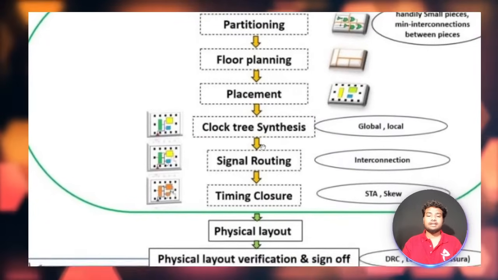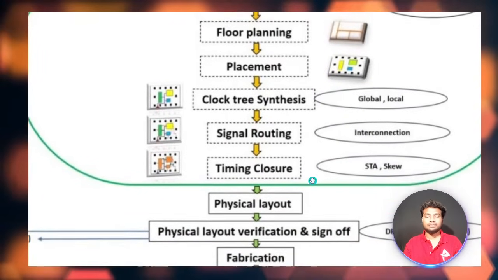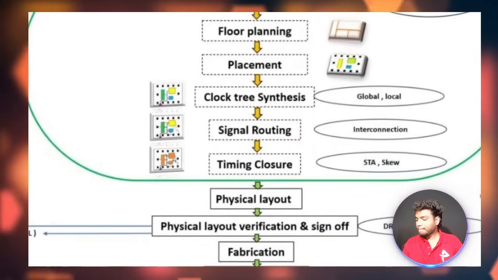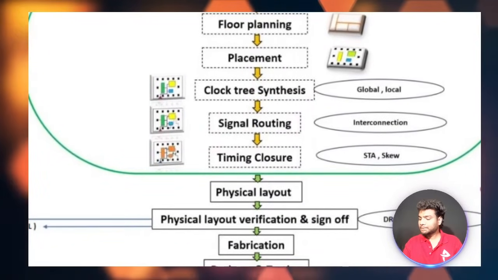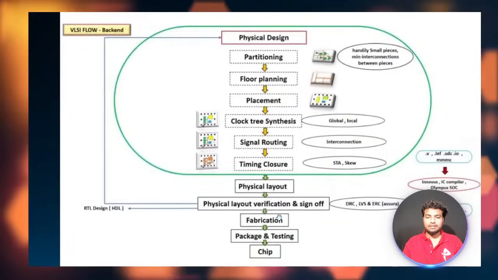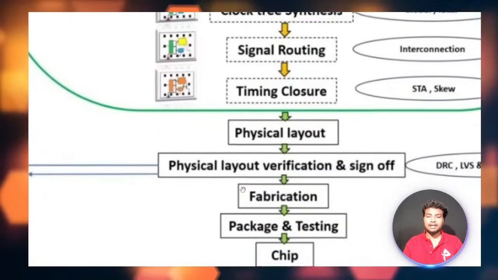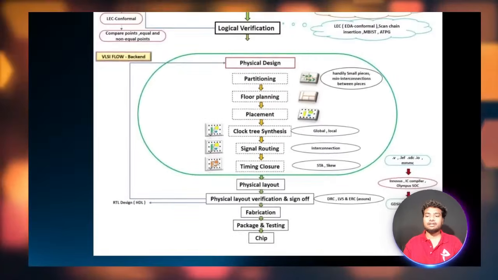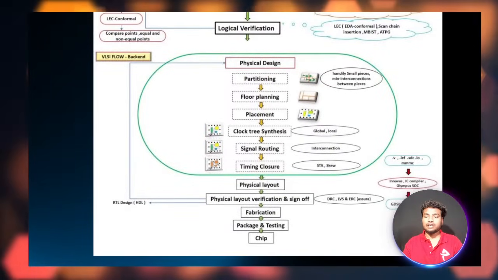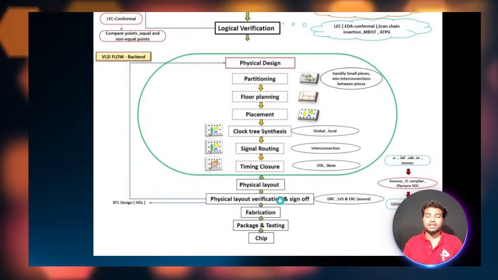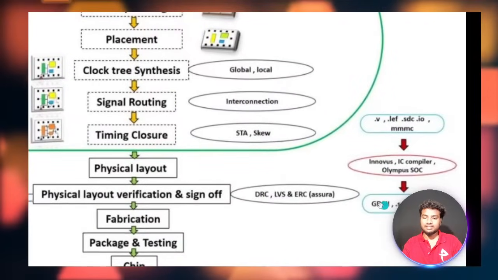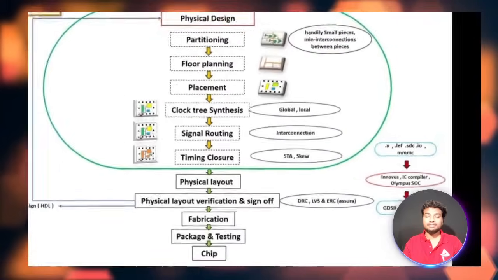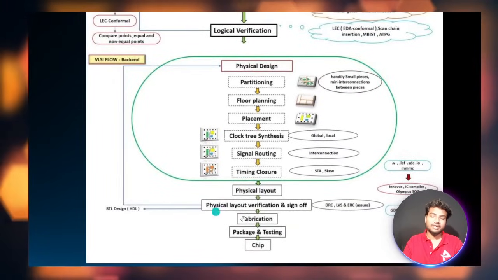Okay, and then signal routing, and then timing closure. So all these things come under the backend engineer. And then comes the physical layout. Physical layout is the final layout. After the physical layout they will produce files like the .def, .spf and GDSII files. These are the files made by the physical design engineer.